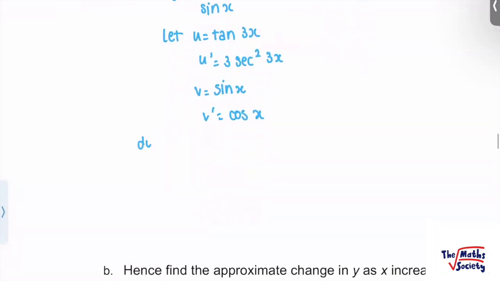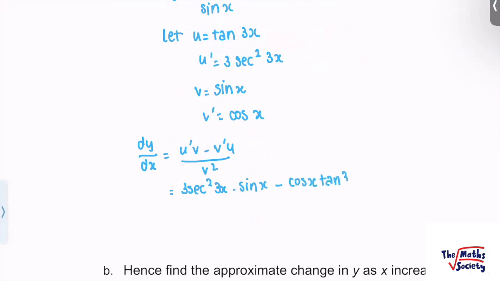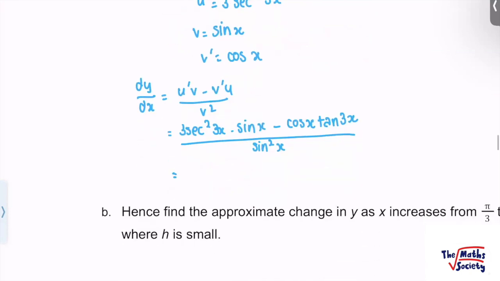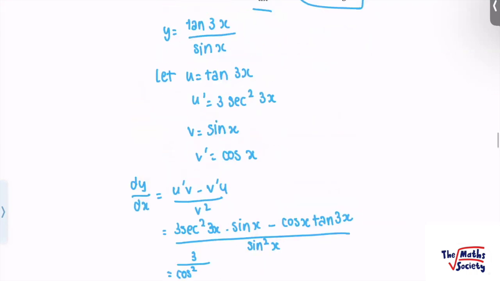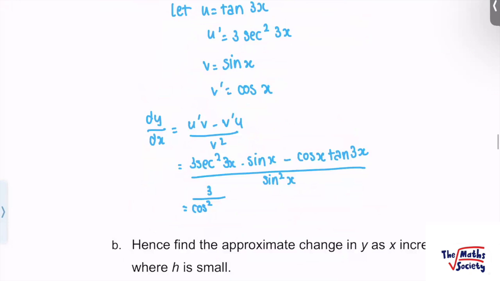So we want dy by dx. That's going to be u prime v minus v prime u, divided by v squared. So that's 3 sec squared 3x, and v was sin x, minus v prime cos x, and tan 3x, divided by v squared, which is sin squared x. So that's going to be 3 by cos squared. Oh wait, we need to do x equal to pi by 3. So we're going to substitute when x equals pi by 3.